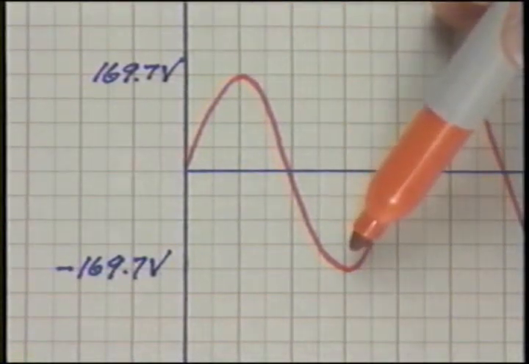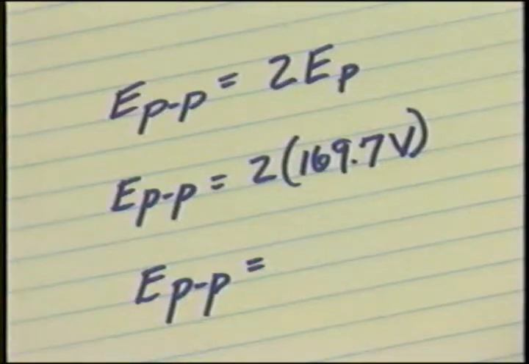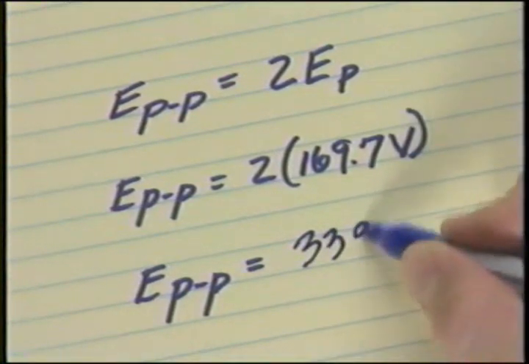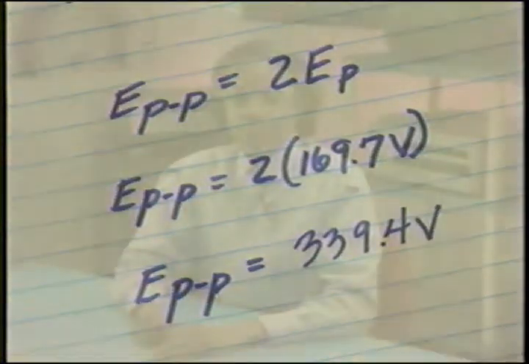This instantaneous peak value occurs twice each cycle, at the positive peak and at the negative peak of the cycle. What would the peak-to-peak voltage be? You can determine this by simply multiplying the peak value times 2, yielding 339.4 volts in this case.